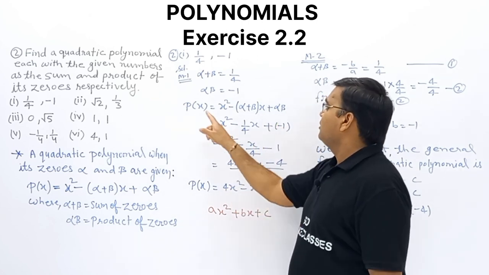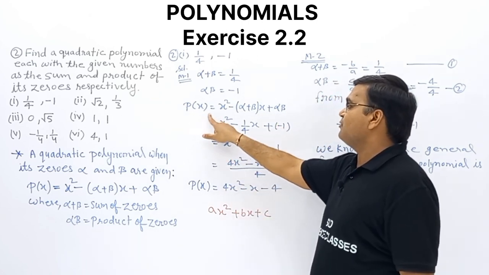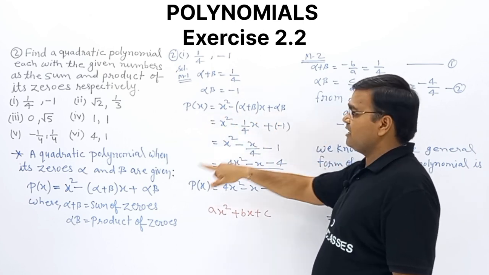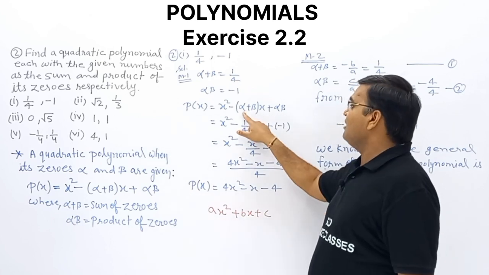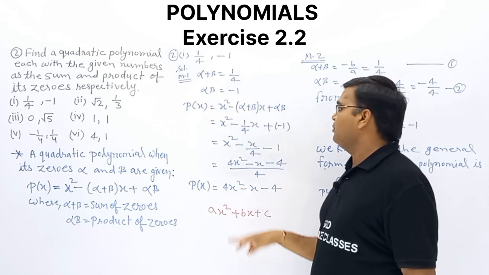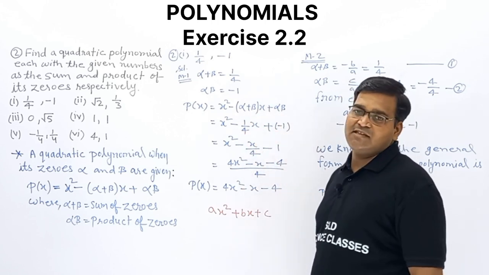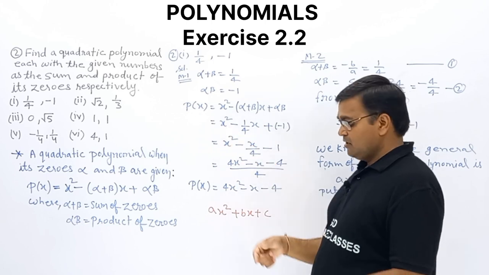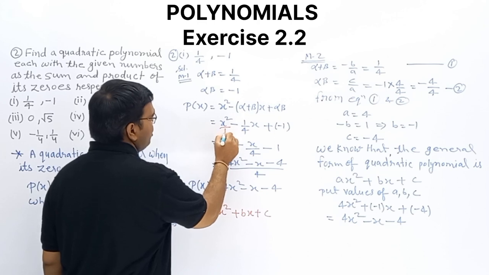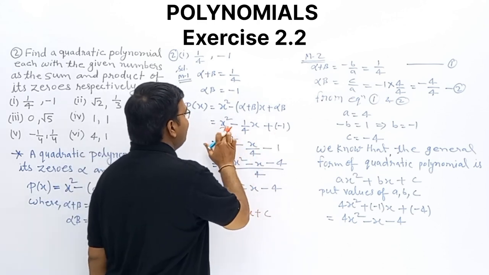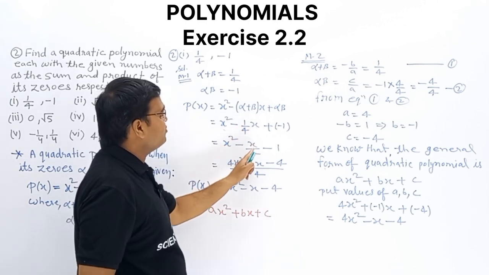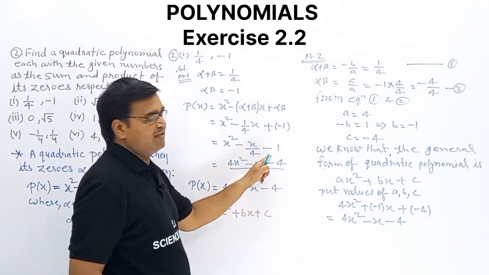Then that will be the quadratic polynomial. We know that the polynomial of x will be x square minus alpha plus beta into x plus alpha into beta. This is the general form. Putting the values, the first one is alpha plus beta and the second one is alpha into beta. Put both, then we get this. Now take the LCM. There is 1, and first the x square stays as it is. This is 1 into x by 4, and plus into minus will be minus.